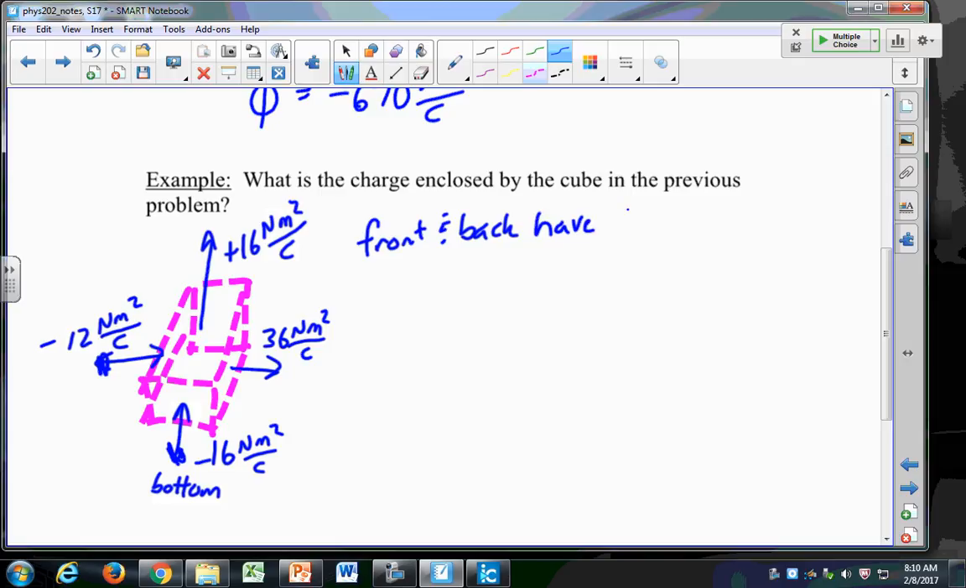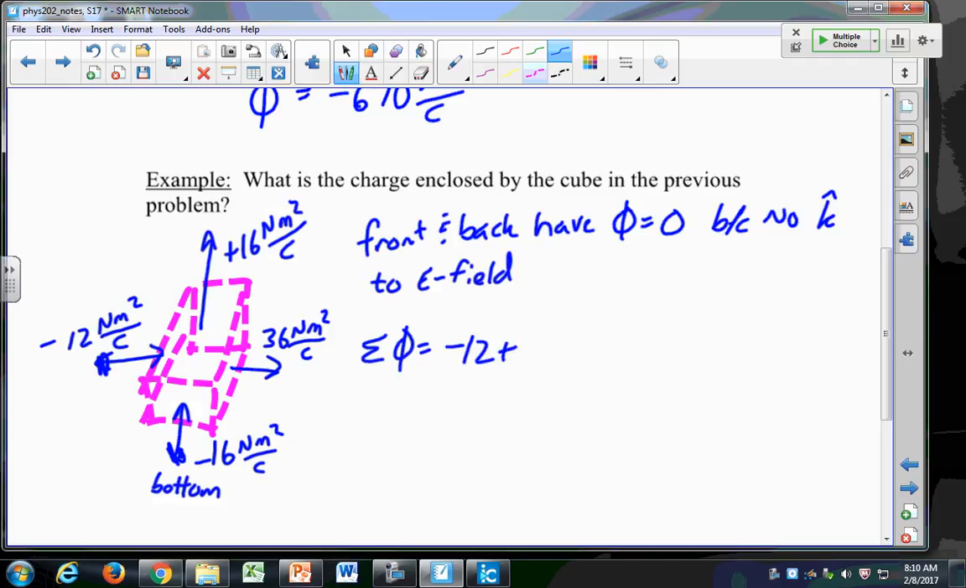Phi equals zero because there's no k component to the electric field, so the dot product goes to zero. Now our net flux, the sum of all our fluxes, is going to be negative 12 plus 16 plus 36 minus 16. Let's see, that goes away. 36 minus 12 is 24. You have 24 newton meters squared per coulomb.